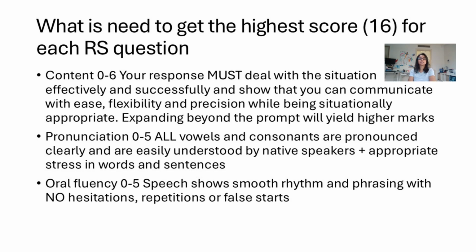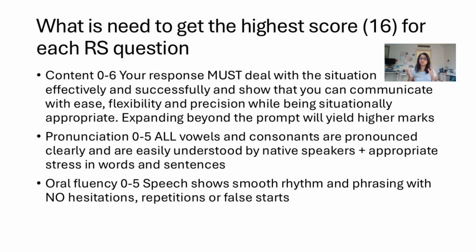Right. For content, the minimum you can get is 0 and the maximum you can get is 6. How do we get a 6? Your response must deal with the situation effectively. All right? You must show that you can communicate with ease, flexibility, and precision while being situationally appropriate. Now, what does that mean, being situationally appropriate? It means that sometimes the prompt will include you talking to your friends, or to a flatmate, or to a study group mate. Sometimes the prompt could be you talking to a manager, to a professor, to a potential employer, right?